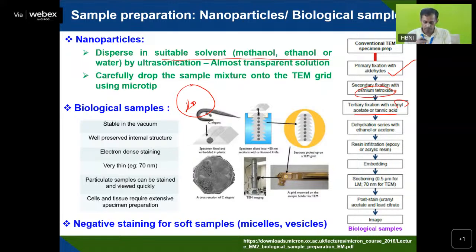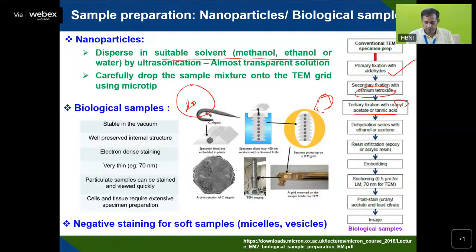So for a biological sample, you have to either use cryo-TEM, or if you are using normal TEM, then you have to go for negative staining. That can be done using high-Z material, osmium tetroxide or uranyl acetate, so that if your organic layer is like this, the high-Z material sticks to it, and then you are able to see the structure by negative contrast. That negative staining you can do for soft samples.